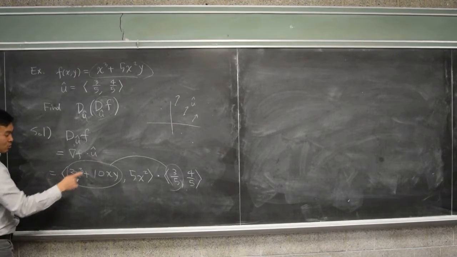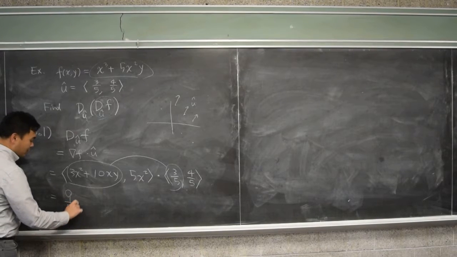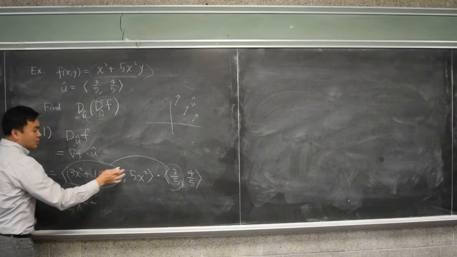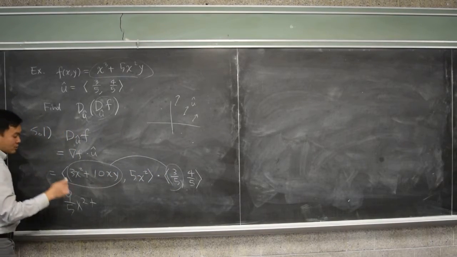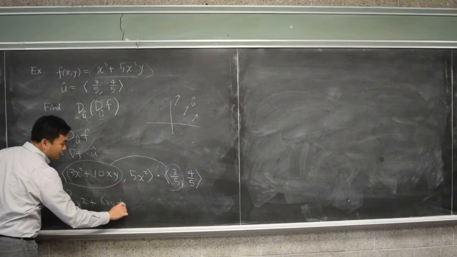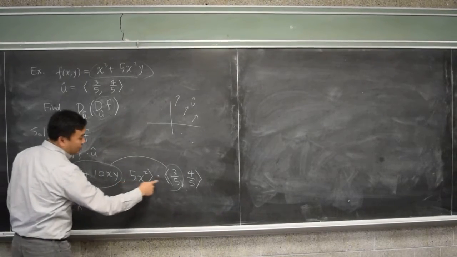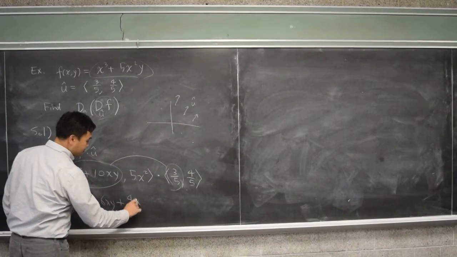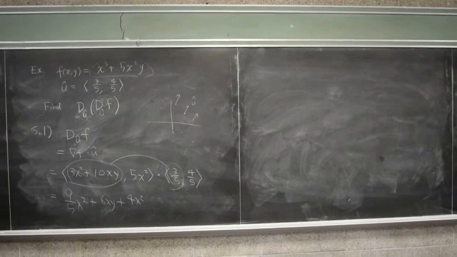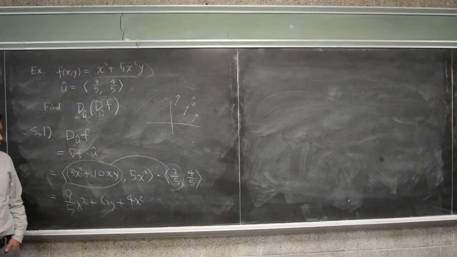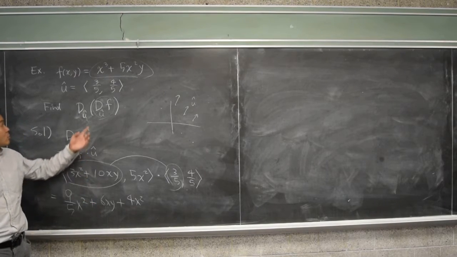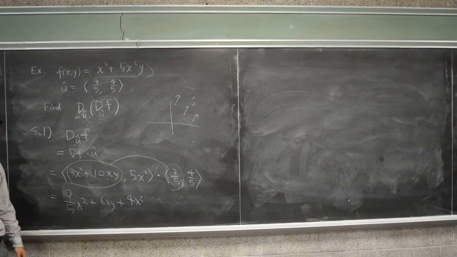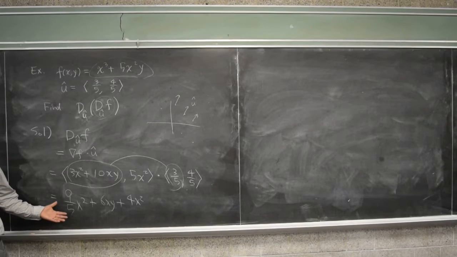So 3x squared times 3 over 5, that's 9 over 5 x squared. 10xy times 3 over 5, well 10 divided by 5 is 2, so 2 times 3 is 6, so you have 6xy. And then 5x squared times 4 over 5, that's just 4x squared. So that's the directional derivative at any point x comma y in the direction of this unit vector u. So that's what we have. Okay, so what is this? This is a function of x and y, right?